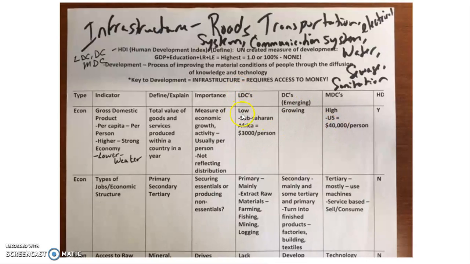In LDCs, you will see a low GDP. In Sub-Saharan Africa, you may see a GDP of $3,000 per person per year, very low. In DCs, the emerging markets, it should be growing. And in MDCs, it should be high, like the United States at $40,000 per person per year. Far different than $3,000 per year in Sub-Saharan African countries. This is the difference in how much education can be provided for your people, the roads that can be built, and all the social services that can be provided, because look at the difference. They just don't have the money in LDCs. The difference is staggering. And yes, it is used in an HDI.